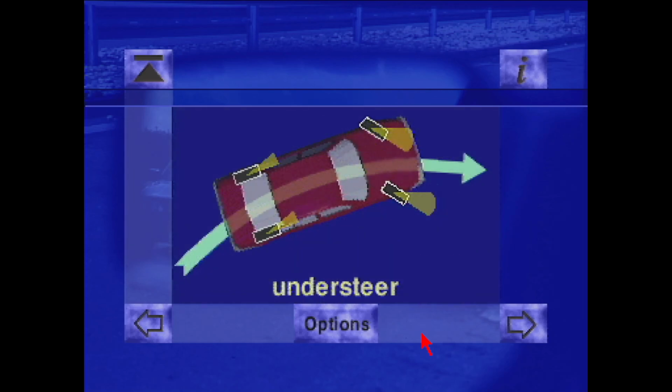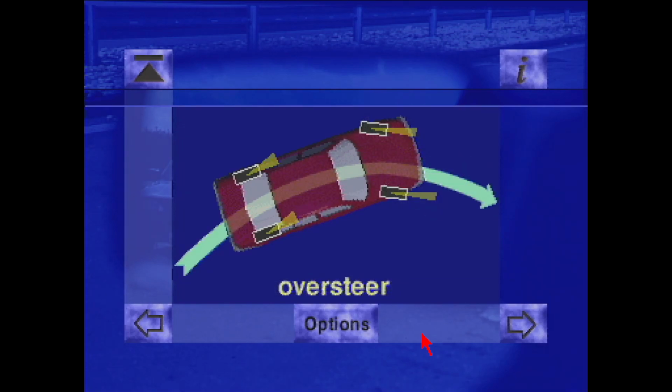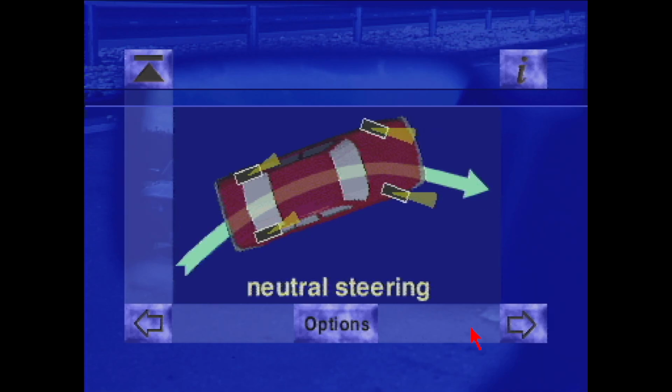A car is said to understeer when the slip angle is larger at the front, so the driver has to turn the wheel more than expected. A car oversteers when the slip angle's larger at the rear and the car feels twitchy, turning more than expected. When the front and back slip angles match, the car has neutral steering.